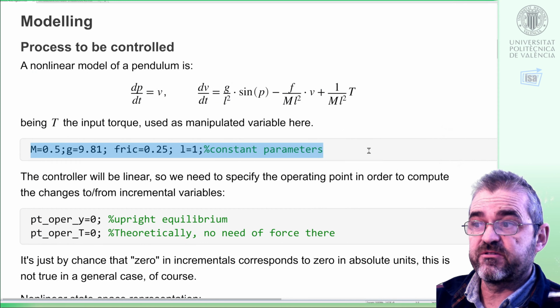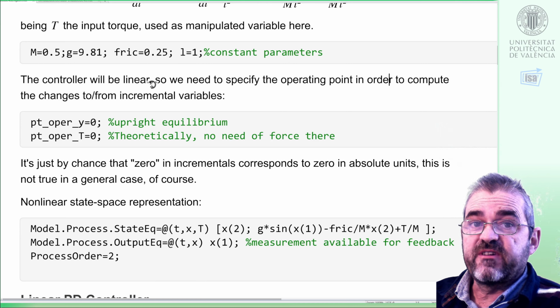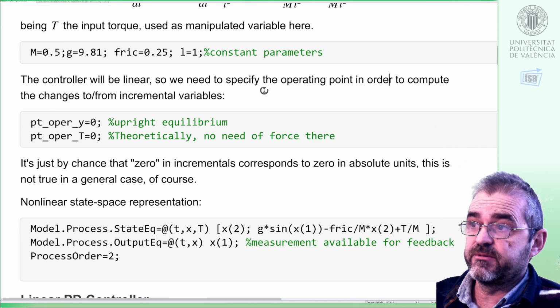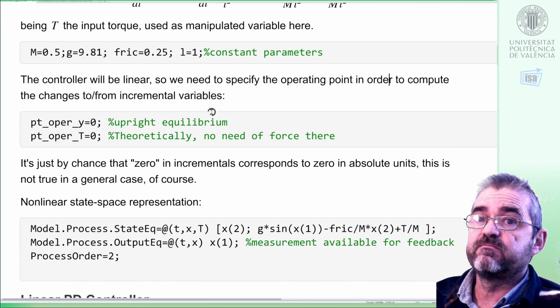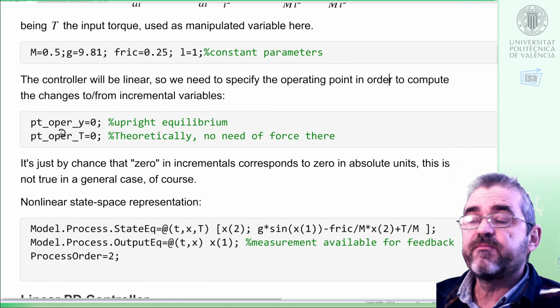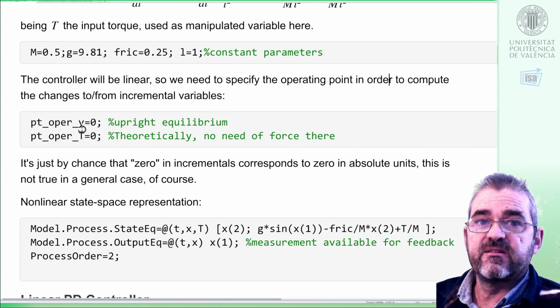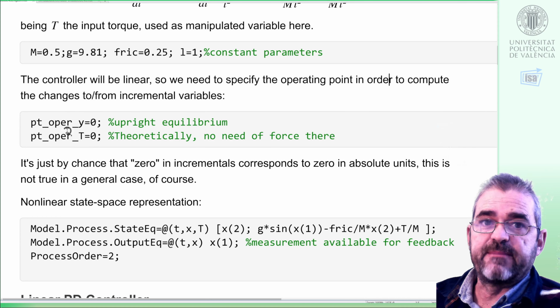Constant parameters for simulation, length, friction coefficients, gravity, mass, will be fixed in this line. As the PD controller will be a linear one, we need to specify the operating point in order to compute changes to incremental variables and from incremental variables needed for linearized operation. However, in this particular case, the point in which we will operate, y, the angle, will be 0, and the torque there is 0. So we could have skipped using these variables in Matlab code.